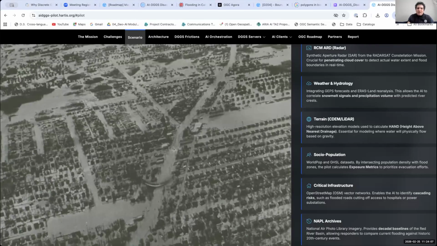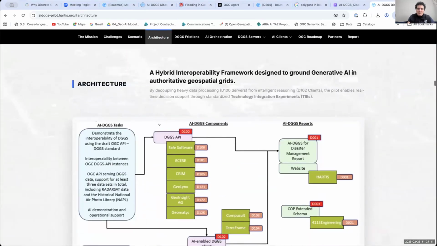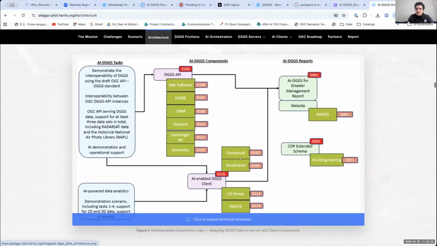So did it work? Interestingly, yes. We actually brought 6 servers, so 6 different implementations of the DGGS, and 4 clients together. So 4 AI analyzers, and we put them together as 10 companies, interoperability, and they were working together to provide one solution.